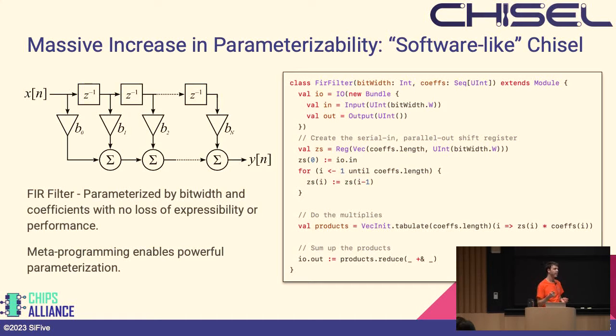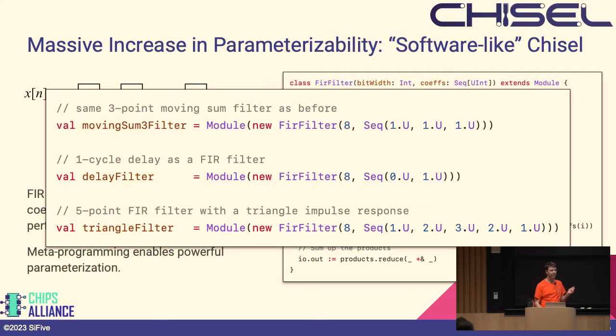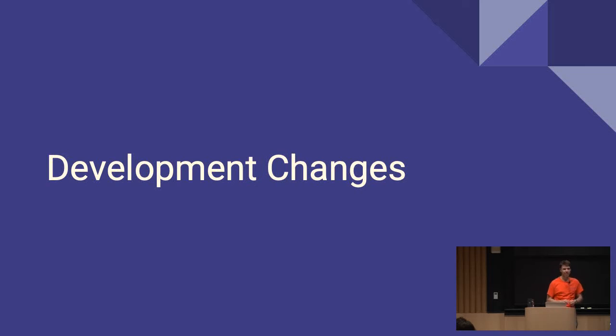If you were to plug in 1 and 1 as coefficients, you would get the exact same adder, or the exact same filter as before. And so that's what you can see here. You get the exact same Verilog. You can get a delay filter, a triangle filter, whatever. Okay, so now that you're all Chisel experts, we're going to dive into the details of development.